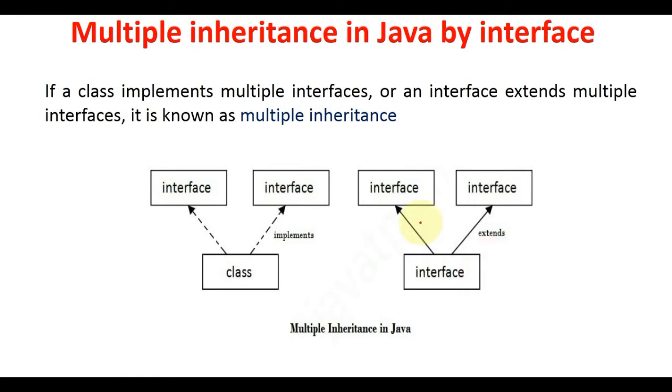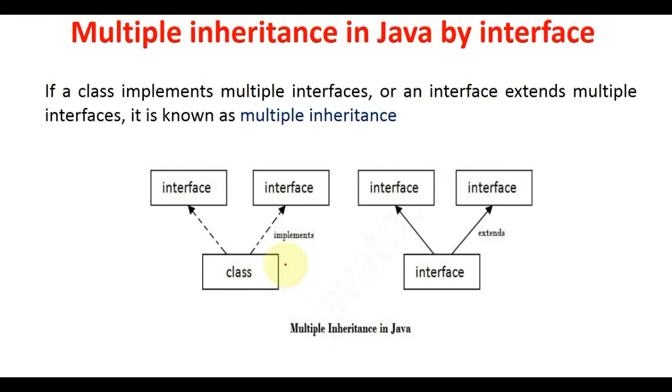So multiple inheritance in Java by interface. If a class implements multiple interfaces or an interface extends multiple interfaces, it is known as multiple inheritance.